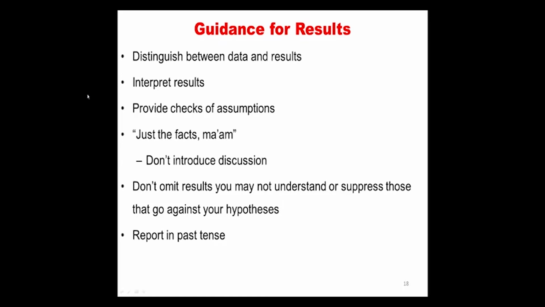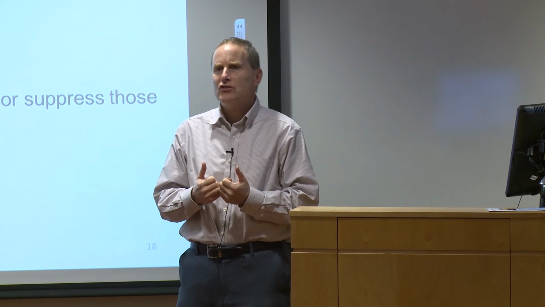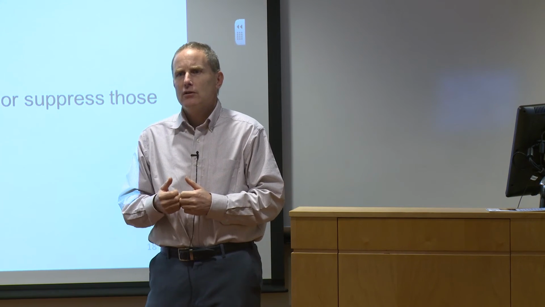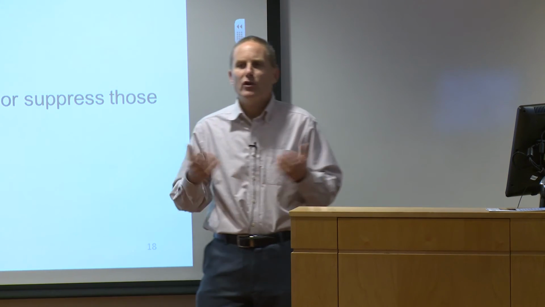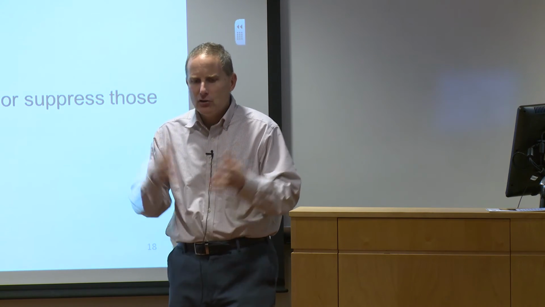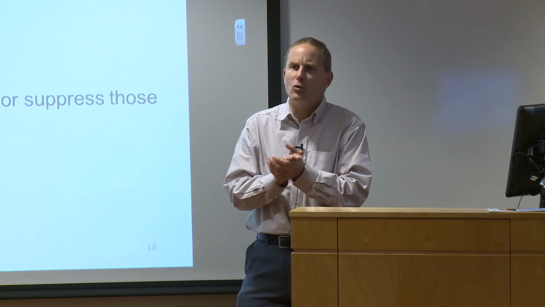Make sure that you interpret your results for the reader. Don't just show them a table of coefficients or an odds ratio. Tell them what it means. The odds ratio was 2.25. This means that people in the treatment group, their odds of being better were 125% better.